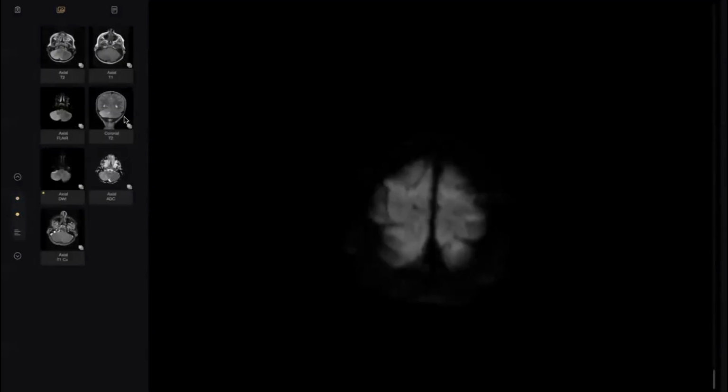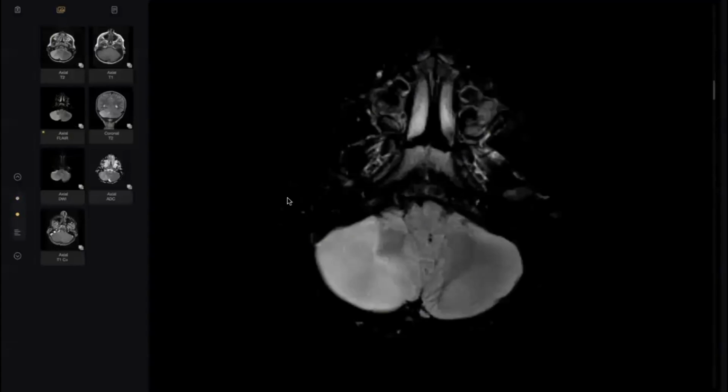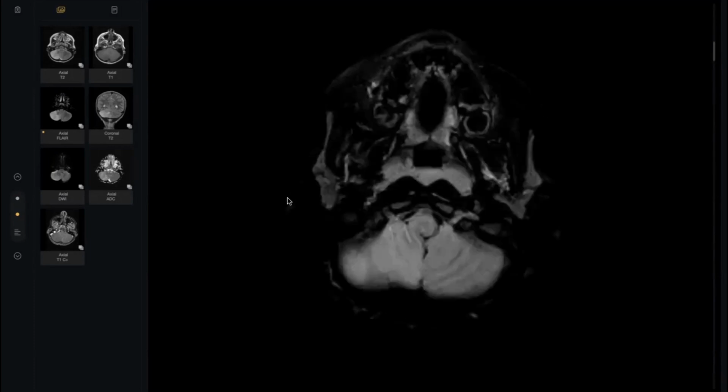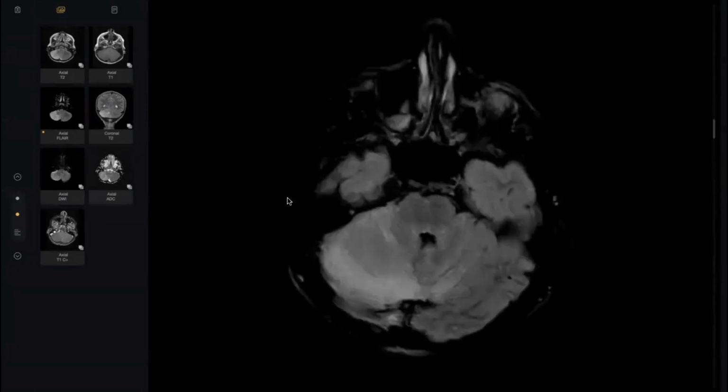See, this is MRI. Go on. Okay, sir. Mouse is not working. I have again requested control.